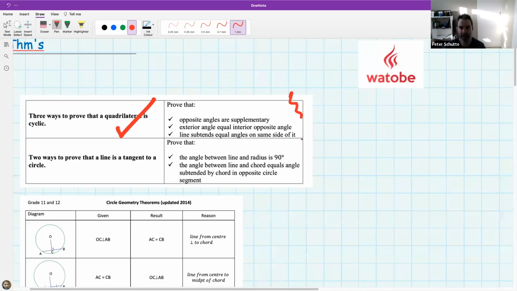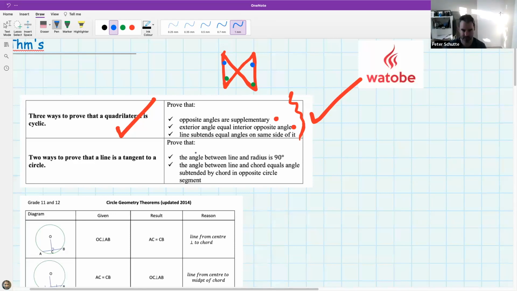There are three ways to prove something is a cyclic quad. Opposite angles supplementary, the exterior angle equals the interior opposite, or a line segment subtends equal angles. Often students will see that as basically a butterfly, and you show that this angle is equal to that, or that angle is equal to that. Okay, so that's for cyclic quads.